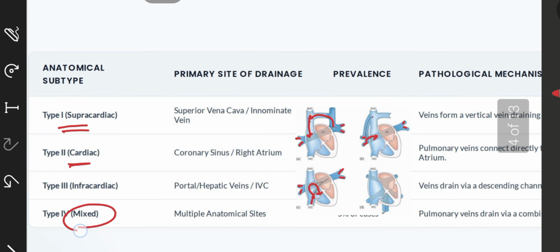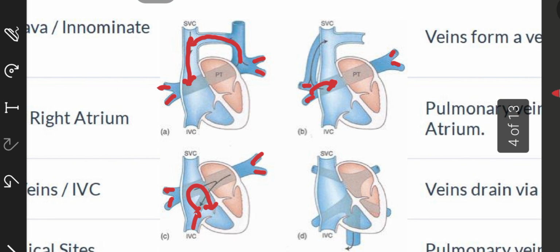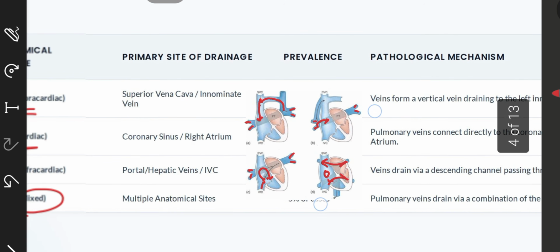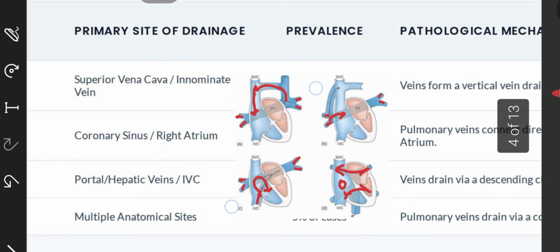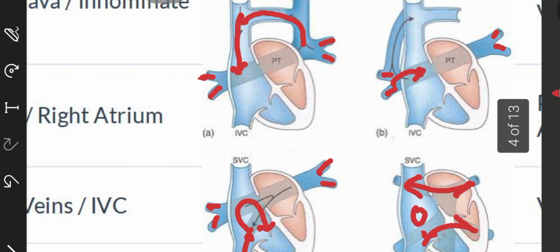And the last is mixed type. That means they are mixed: suppose two veins drain into the SVC and two veins drain into the IVC, or one vein drains into the IVC, one vein into the SVC, and one vein into the pulmonary artery. This is called mixed type. So these are the four types. Among them, supracardiac is the most common type.